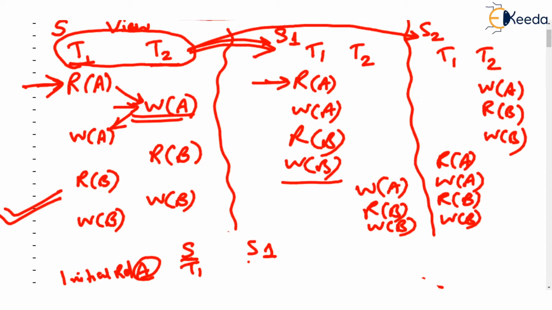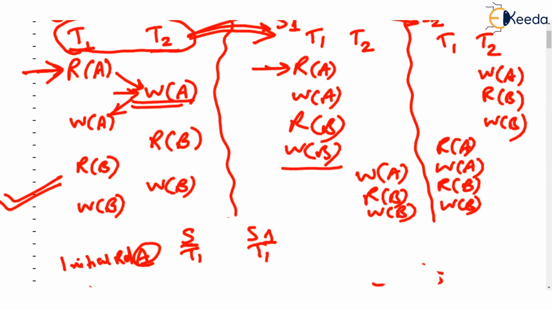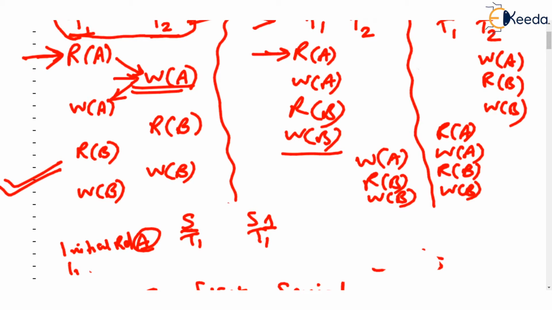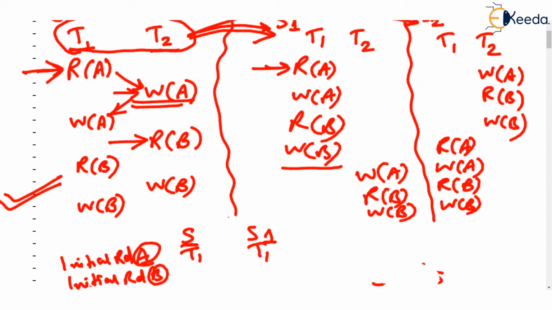Great. What about initial read of data item B? Who is doing initial read of B in S? Initial read of B in S is over here. It is done by T2, you observe. Before this, there is no read. So T2 is reading B. Who is doing initial read in S1? Initial read for B in S1 is getting done by T1.